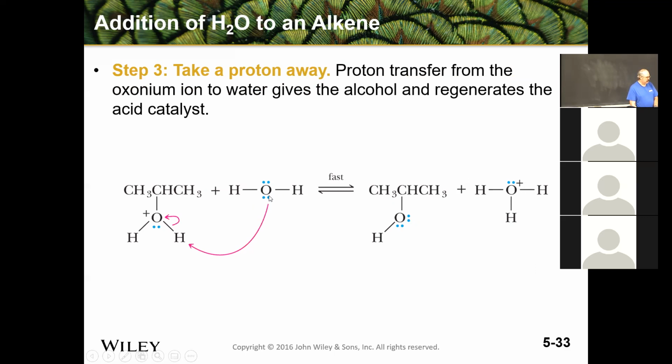Water will use a pair of electrons to act as a Lewis base and a Bronsted base. It's going to remove this extra proton. This pair of electrons will shift onto the oxygen. Oxygen was positive. It gained this pair of electrons, so now it's neutral. And we get back hydronium. So hydronium was a catalyst. We put one in at the beginning. We got one out at the end.